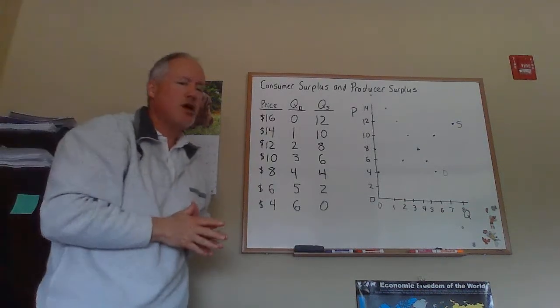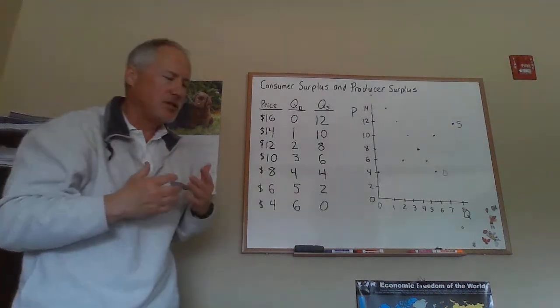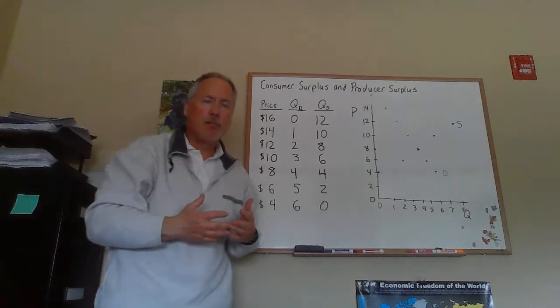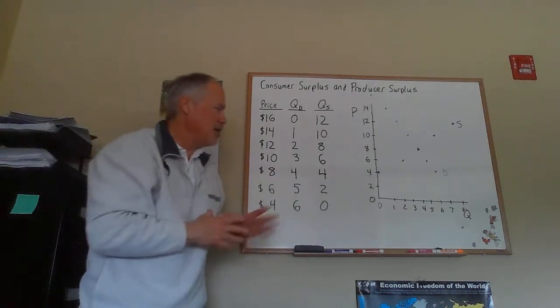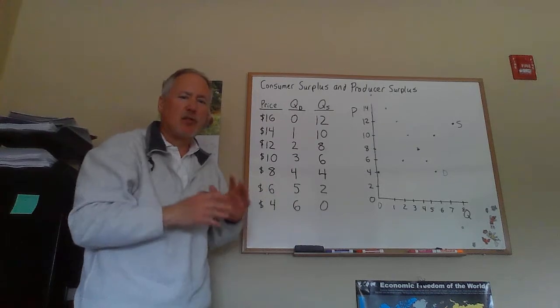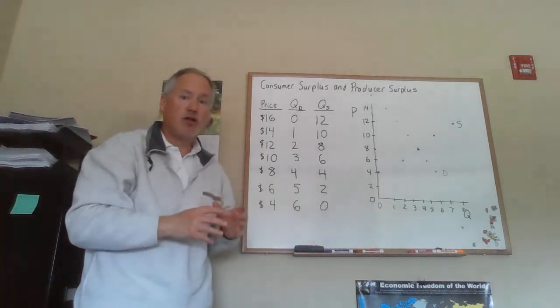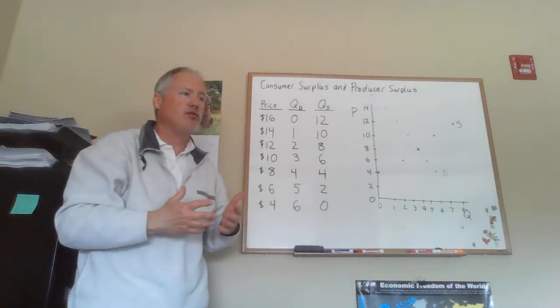All right, this video is going to talk about consumer and producer surplus. This is a topic from chapter 5. It has some numbers up here and a graph, and we'll go through both the definition of these terms and then how to find them on the graph.